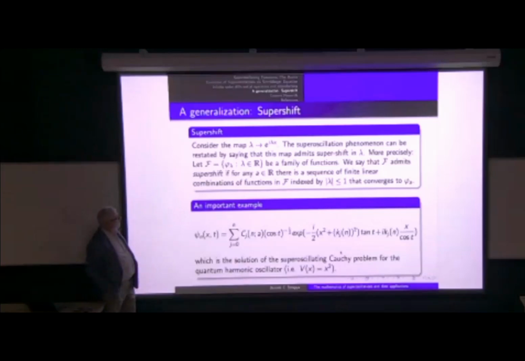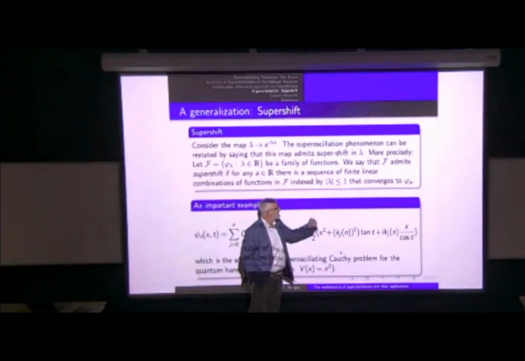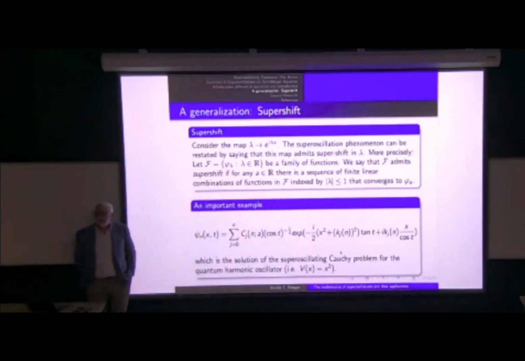So for supershift, you have a family of functions, and then we say that we have supershift if there is a sequence of finite linear combinations indexed on a bounded set of lambda, doesn't have to be one, but a bounded set, that converges to phi sub a, no matter how big a is. So when you look at the case of the exponential, I've just restated differently what I said before. But the notion of super oscillation took its name from the fact that this lambda is an oscillating factor, it's the frequency. But there are situations in which that's not what happens.